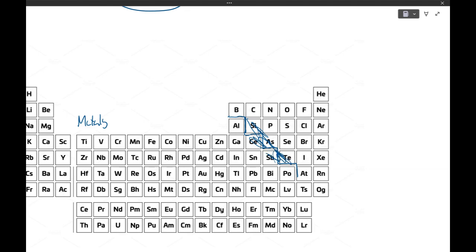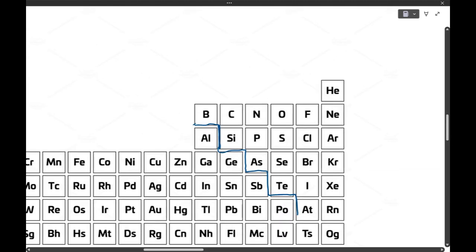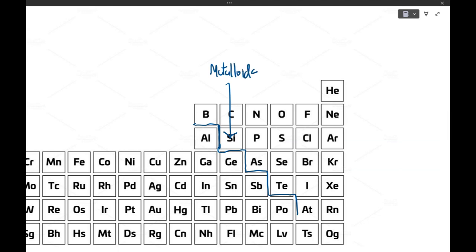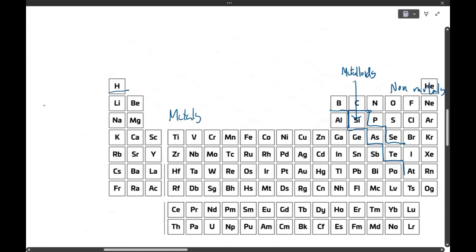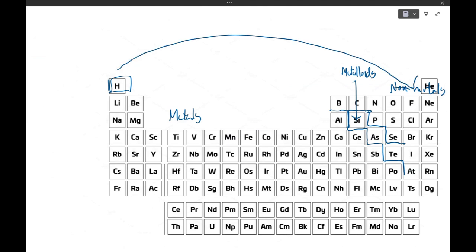don't take this with a grain of salt because there's a lot of dispute over exactly which elements are metalloids, but silicon is always a safe bet for metalloids. And then say this part should be nonmetals. And this typically holds true with one major exception, hydrogen right here. So hydrogen is a nonmetal. So it's important to remember that metals tend to be on the left side with the exception of hydrogen.